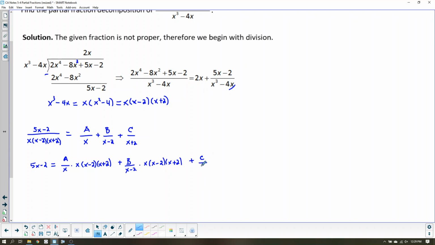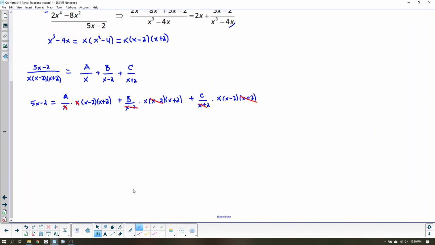And the third one. Okay, so we're going to get a lot of canceling here. In the first one, obviously the x's cancel. In the next one, the x minus 2 is going to cancel. And then in the final one, the x plus 2's cancel. All right, so let's write down what's left here.